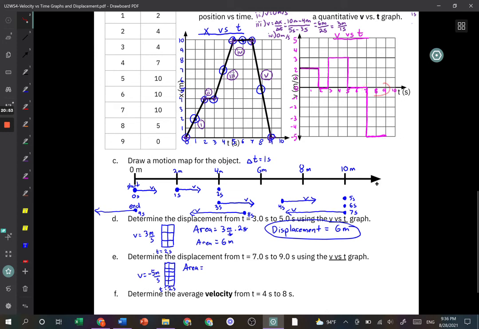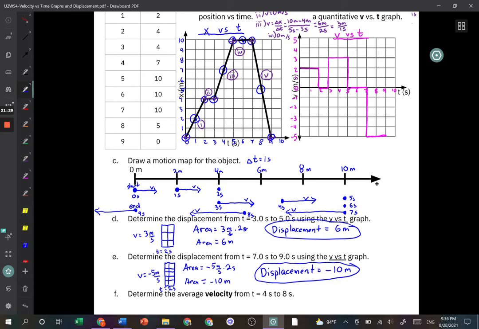So the area of the rectangles, all those boxes between the curve right here and the x-axis, we can calculate to be minus 5 meters per second times 2 seconds. Or that area can equal minus 10 meters. So the displacement here is going to be equal to negative 10 meters. The change in position from 7 to 9 seconds is minus 10 meters.